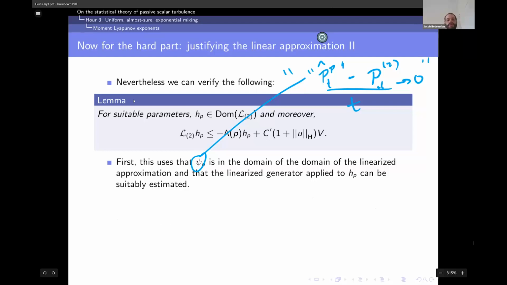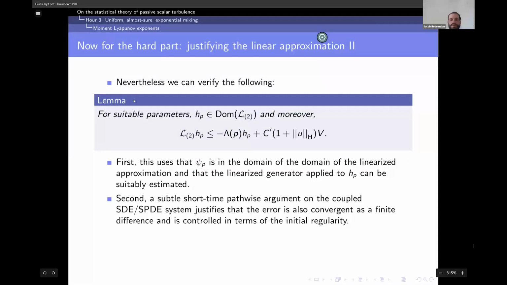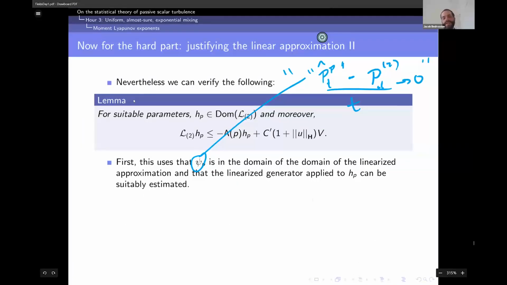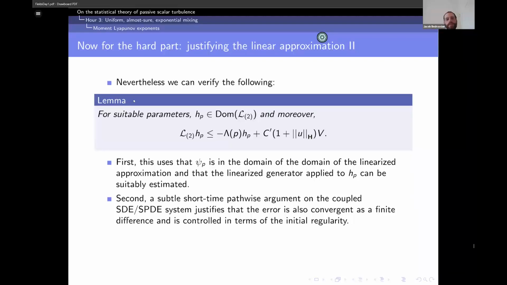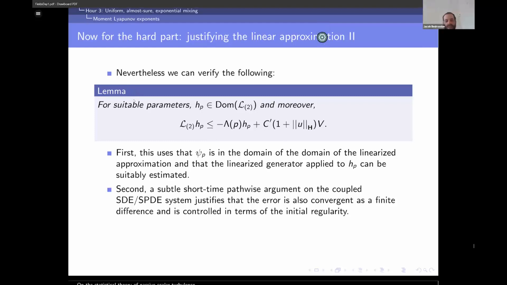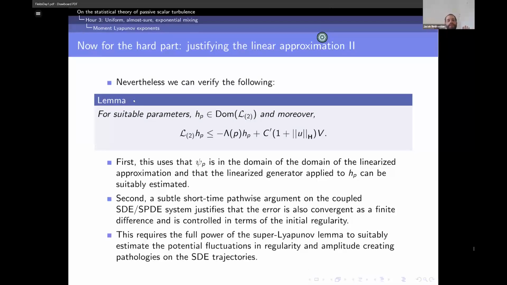And that's the second part. And that's like a problem. It takes some time. You need to use the entire full power of the super Lyapunov estimate that I gave. And I think this is the only part in the paper where you need to use the complete full power of that estimate. I'm not sure, I can't quite remember now.